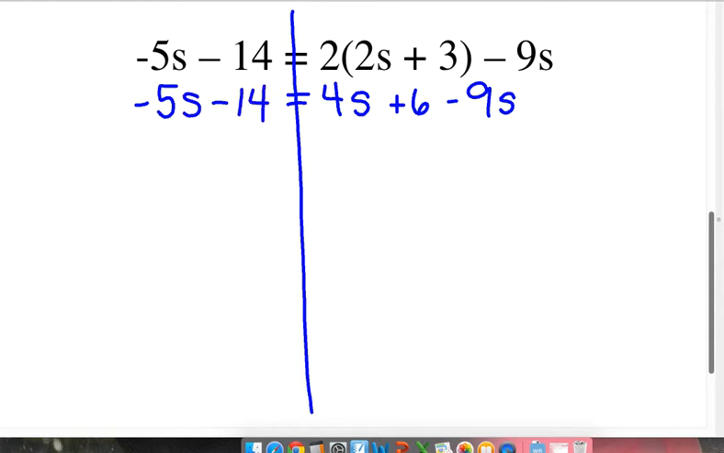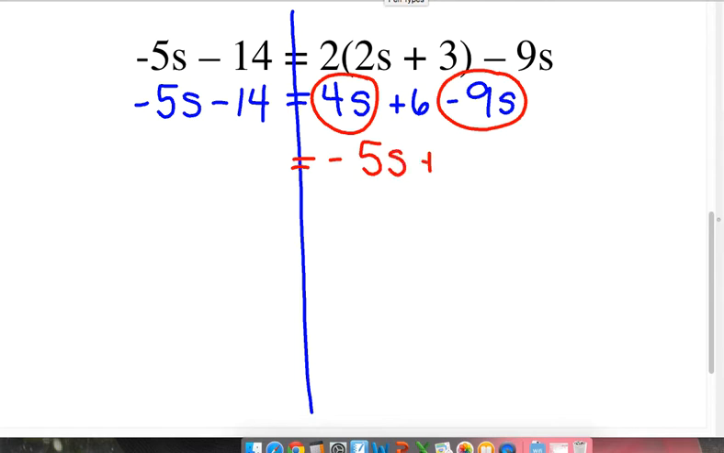So I'm looking at the right-hand side, and I see that I have 2 constants that can go together, a positive, oops. I circled the wrong thing. I don't have 2 constants that can go together. No. I have 2 variable terms that can go together. I have a 4s and a minus 9s. 4 minus 9 gives negative 5s. There's my plus 6. And over here I have negative 5s, and that's a minus 14.